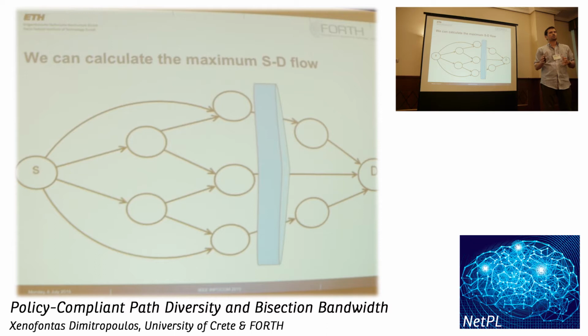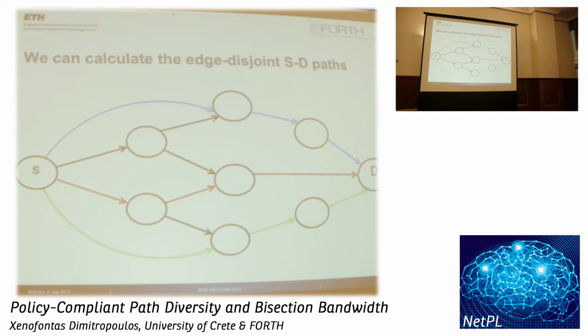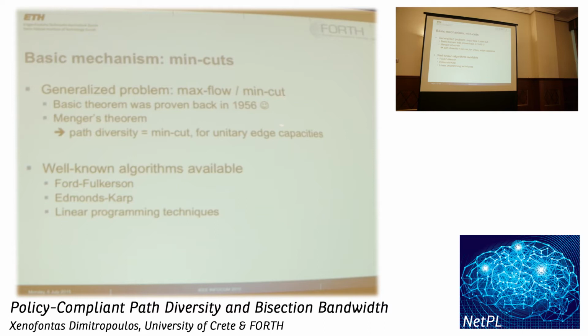Alternatively, we can also compute the bisection bandwidth using a max flow computation, which will tell us how many bytes we can push from the source to the destination. And further on, we can also compute the number of edge-disjoint paths between the source and the destination. The way to do this is based on max flow min cut computations. This is work that dates back to 1956, for example, Menger's theorem shows that the min cut for unitary edge capacities gives us the number of edge-disjoint paths between a source and a destination.